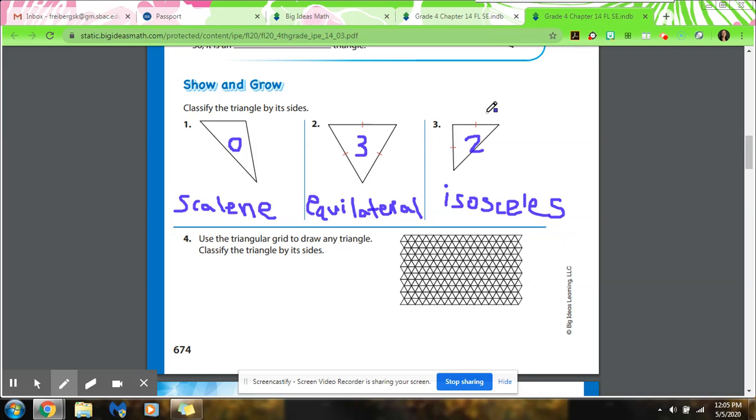All right, let's take a look at number 4. It says, use the triangular grid to draw any triangle. Classify the triangle by its sides. Okay, so I kind of have to use this and kind of make one up. So I'm going to go ahead and just draw one here. I'm going to draw a line here. I'm going to follow this line. I'm going to follow this line going up.